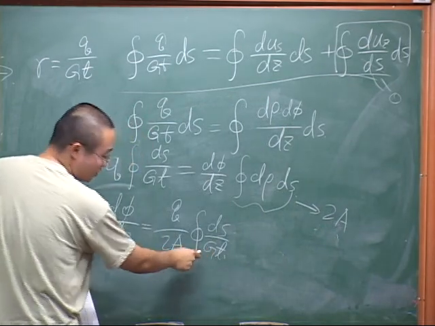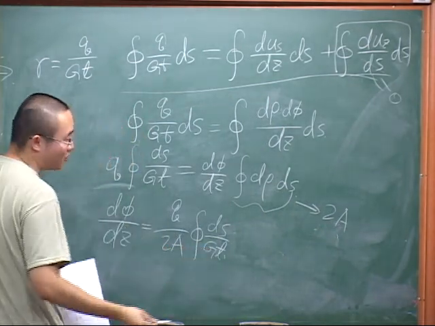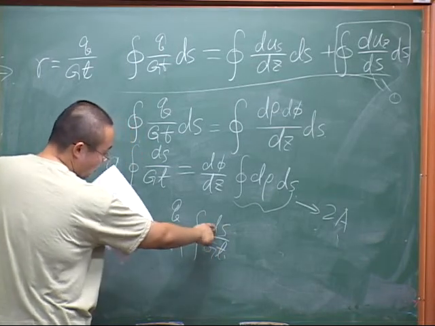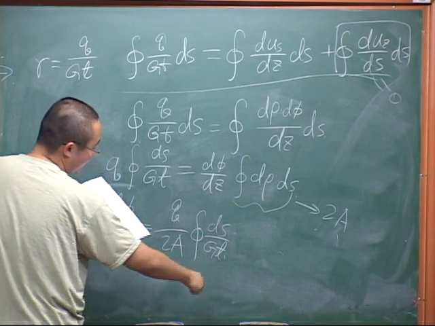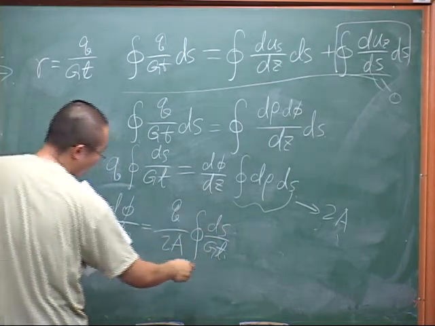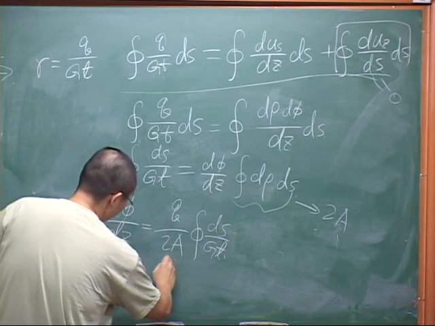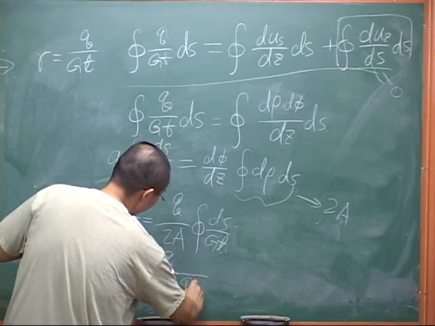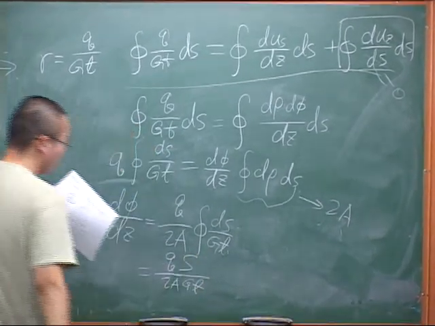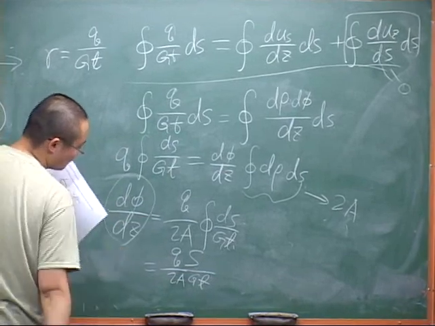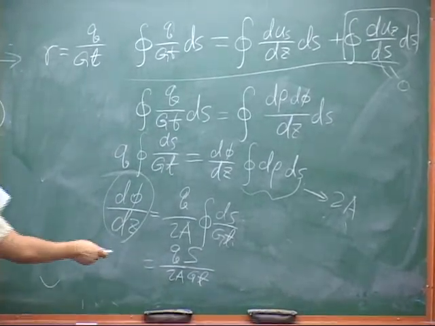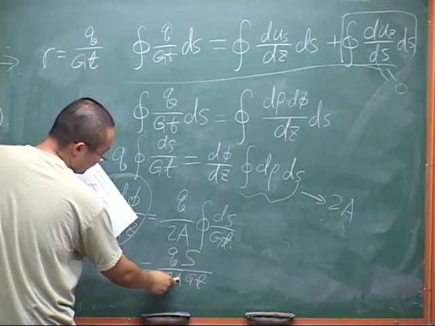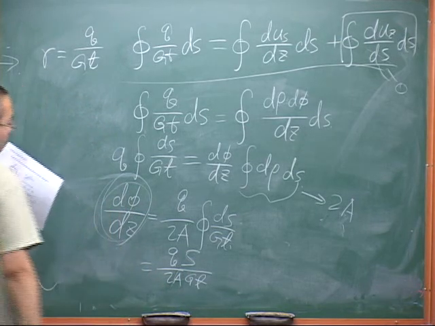G is constant here, and t, the wall thickness, assuming it's constant too. Get everything out, and you are doing integration for this curve segment, ds, and you will eventually have s. So q, 2a, and g, t times s. This is the rate of twist. You know the geometry, you know how to find the length of s, and you also know how to find the area of A. So this is the expression for the twist rate.